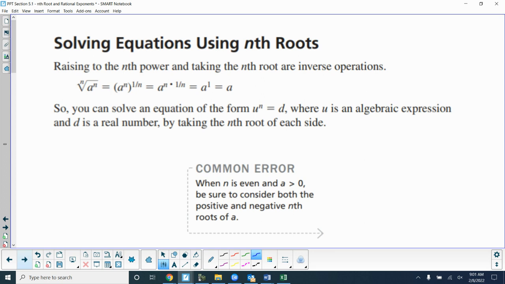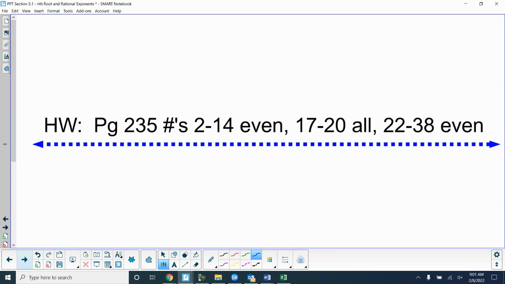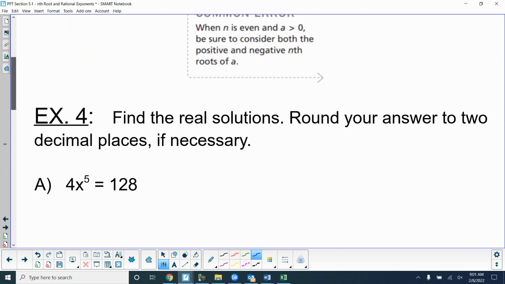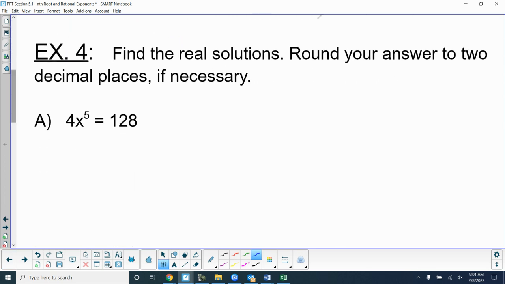Solving equations. Remember, if you have an even index and it's positive, you got a plus or minus symbol, right? When we solve, just like we did before with quadratics. Oh, curveball. No homework. Before we get to homework, I want to go over this. Before you take the fifth root, you got to move the 4 over. You got to get the x alone. So you need to do this part first. So it's just x to a power. What's 128 divided by 4? 32?